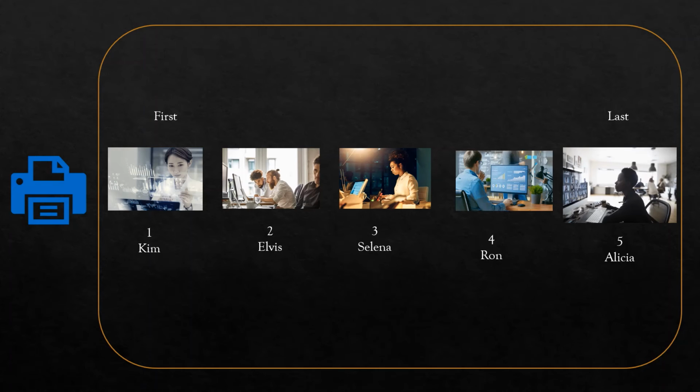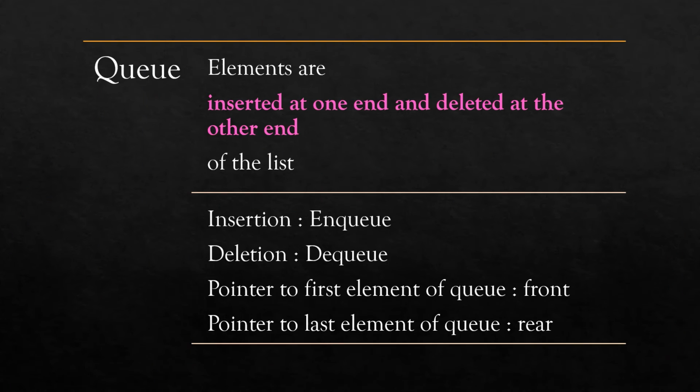That is, insertions are done at the last and deletions are done from the first. This kind of a data structure, in which the elements of the list are in such a way that the insertions are always made at one end and the deletions are always made at the other end of the list, is called a queue.